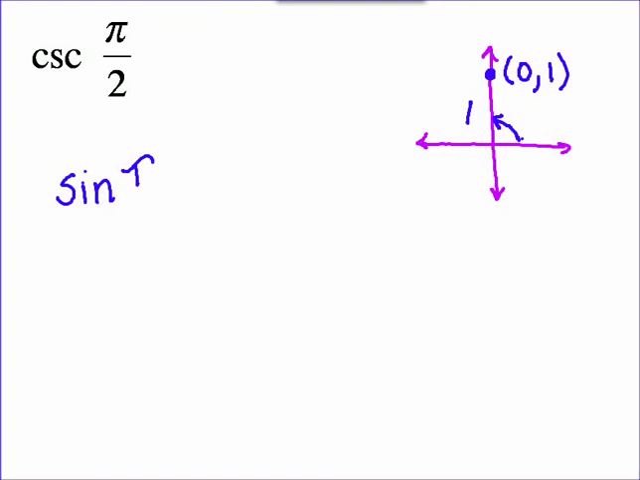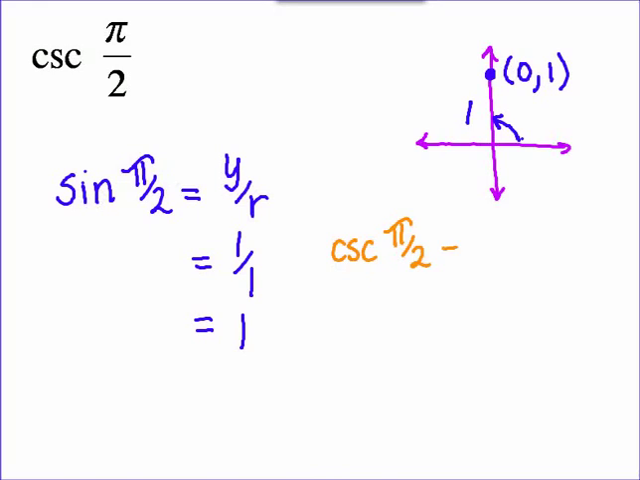So sine of pi over 2 is going to be y over r. Y is what? 1. R is 1. So the sine is 1. But remember, in this problem, I want to know what cosecant is. So cosecant is the flip of that. So cosecant will be 1. There you go. There's another thing you can fill in.